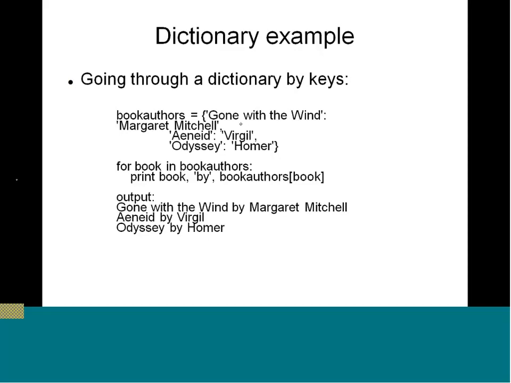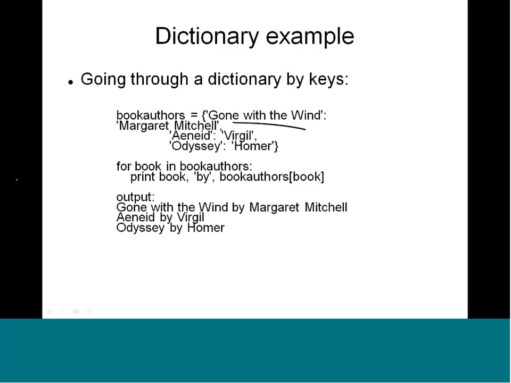So here we can specify Gone with the Wind by Margaret Mitchell, Aeneid by Virgil, and Odyssey by Homer, and then we do the for book in book authors. So it knows that the key is going to be the book, and then we take book authors book. So it gets each one, and then it adds the "by" and prints the whole thing.